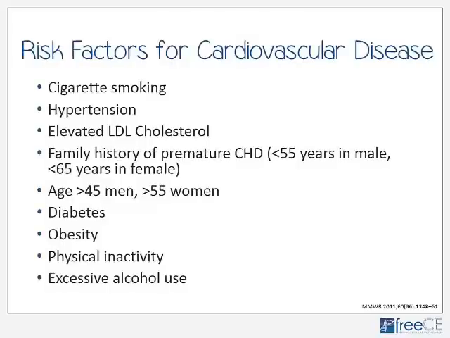Many of you are familiar with the risk factors for cardiovascular disease, and this is by no means a new list. Each of these risk factors is independently important. Risk factors such as cigarette smoking, elevated cholesterol, age, diabetes, obesity, physical inactivity, and excessive alcohol use all should be addressed if they can be modified in every individual patient. Today, remember, we're going to be specifically focusing on the risk factor of hypertension.